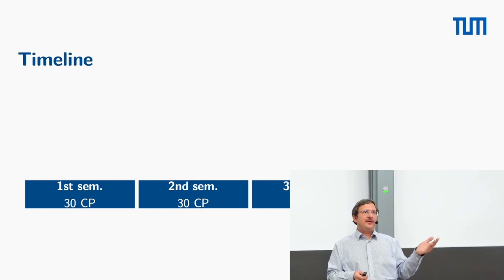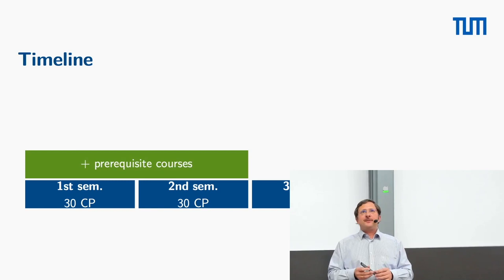In case you did get prerequisite courses, and I'll give you a hint of how to find that out in just a minute, those are on top. So prerequisite courses would not count towards your credits. You have to pass those courses, but you don't get any credits for those. If you have any prerequisites, you need to complete those during the first year of your study program.